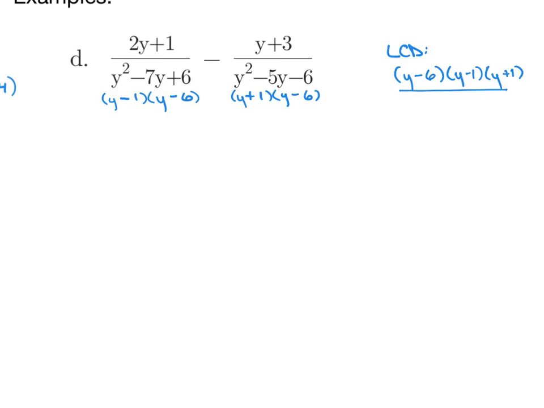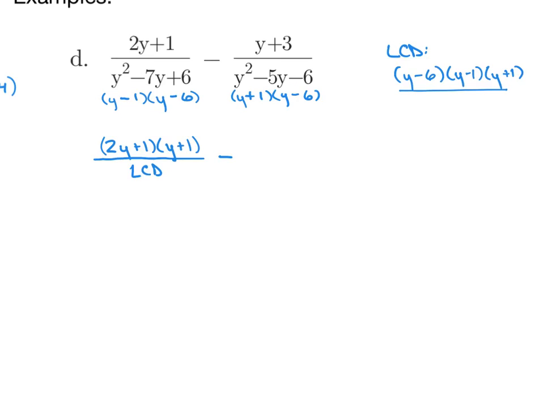All right, so now let's go ahead and figure this out. So the first fraction, what are we missing? We have the y minus 6, we have the y minus 1. We are missing the y plus 1. So I'm going to multiply 2y plus 1 times y plus 1 over, I'm just going to make this a little bit easier, I'm just going to write LCD for now. We'll bring it in a few minutes.